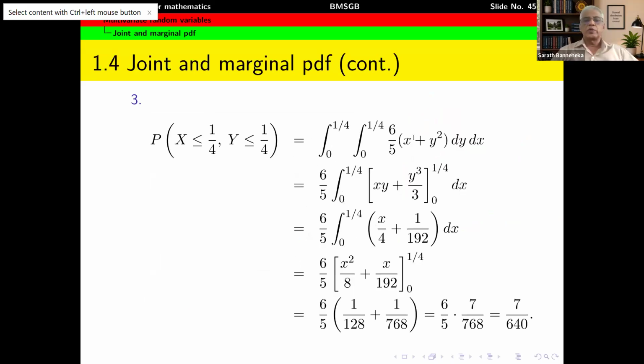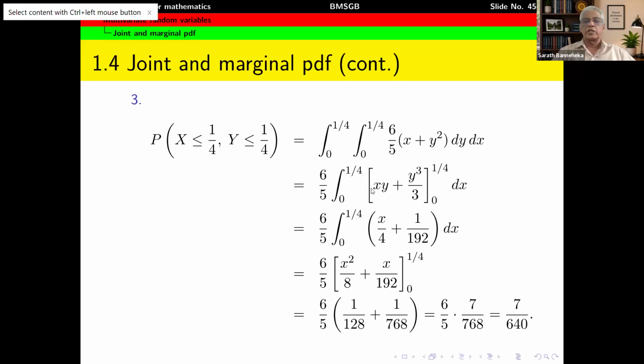So this is what you do. You have to integrate the joint density with respect to y from 0 to 0.25 and then with respect to x from 0 to 0.25. So when you are integrating with respect to y, doing the simplifying, this x will be considered as a constant, right?